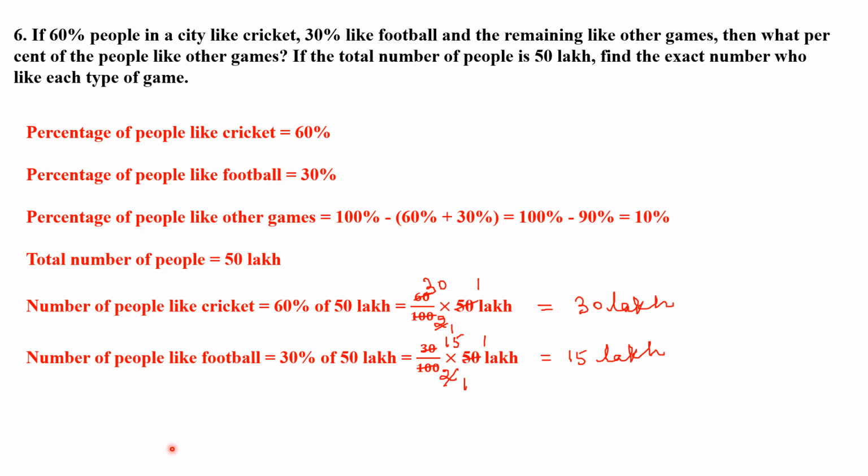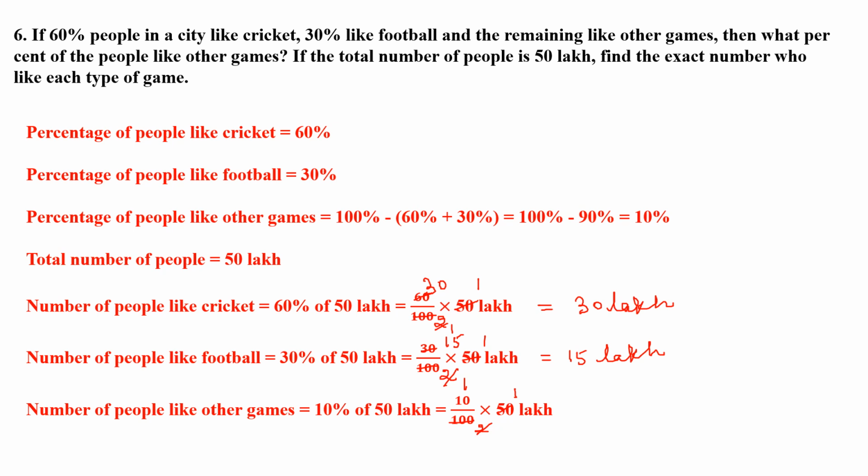Last is the number of people who like other games. It will be 10% of 50 lakh. Again I am going to reduce it: 50 times 1, 50 times 2, then 2 times 5. So it will give me 5 lakh. Clear?